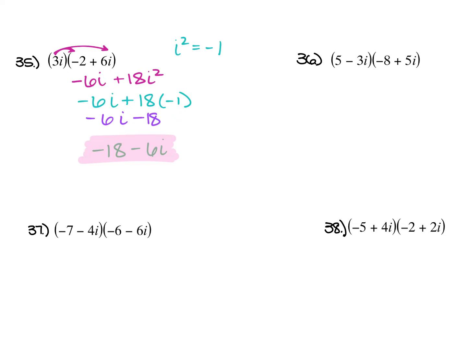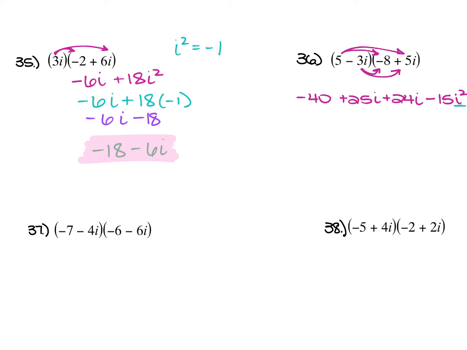For 36, we have 5 minus 3i times negative 8 plus 5i. We're just going to FOIL this one out. So we're going to distribute the 5 into the second set of parentheses, then distribute the negative 3i into the second set of parentheses. So this is going to give us negative 40 plus 25i plus 24i minus 15i squared.